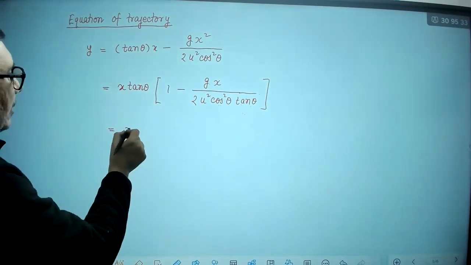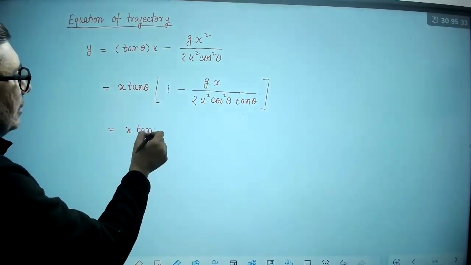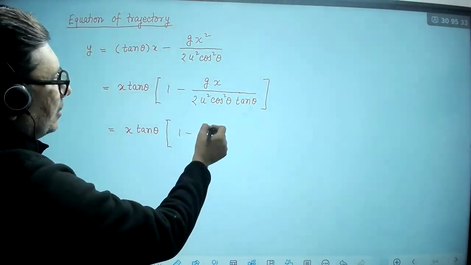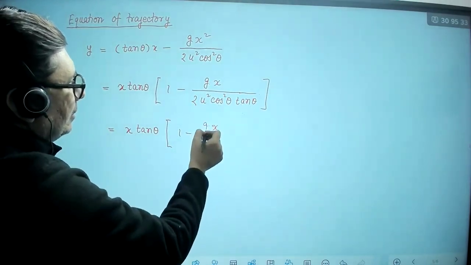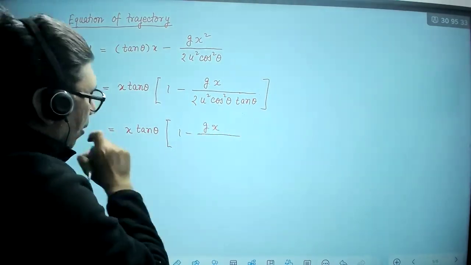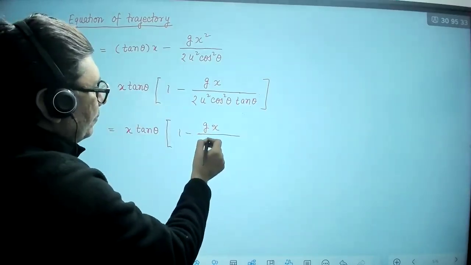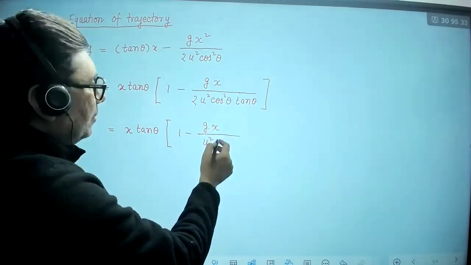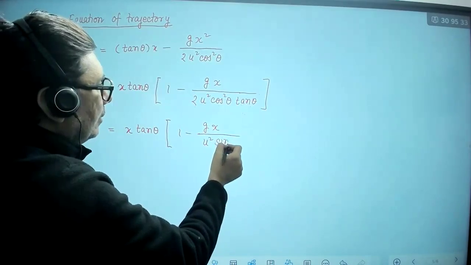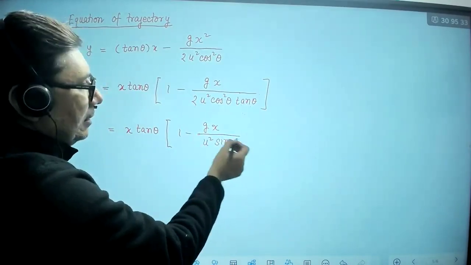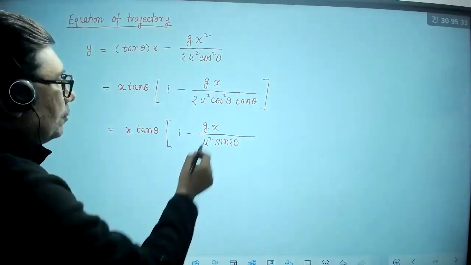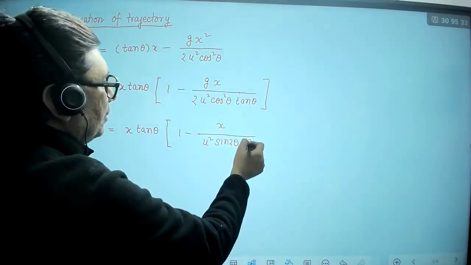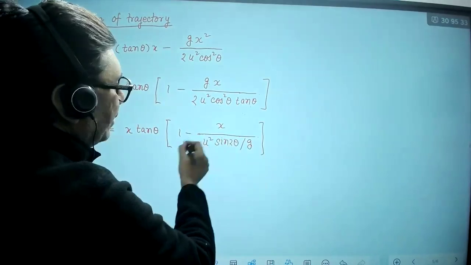So if you simplify it, you will find this is x tan theta times 1 minus, g divided by u square, 2 sin theta cos theta gives u square sin 2 theta. Bring this g in the denominator here, so I'm removing this g from here. So this will be x, and g will be here. And this is the formula of the range.